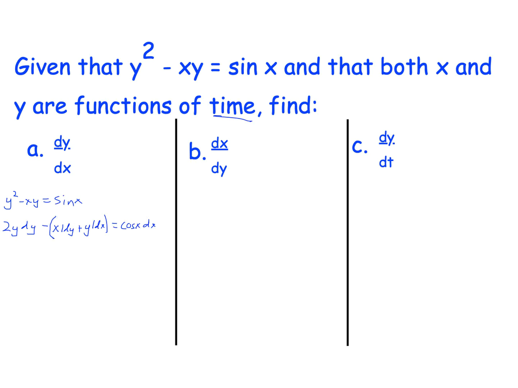We'll distribute our negative before we go on to the next step. So we sometimes have to do some simplifying first of all. So minus x dy minus y dx equals cosine x dx.